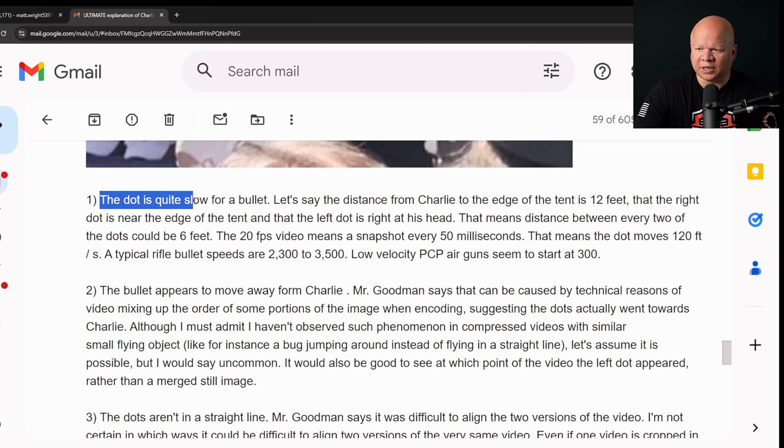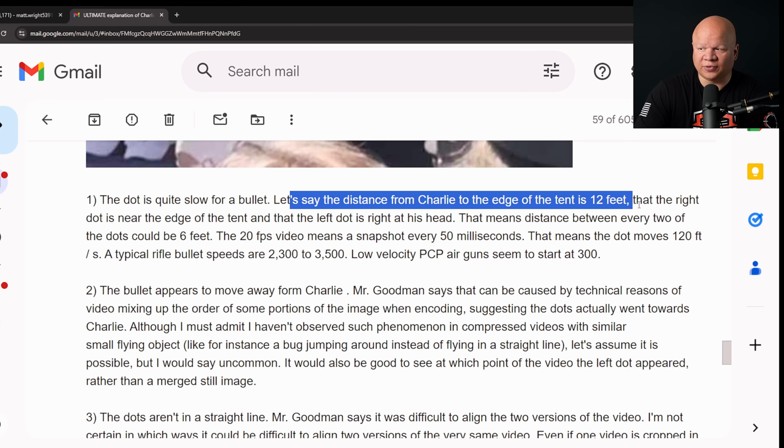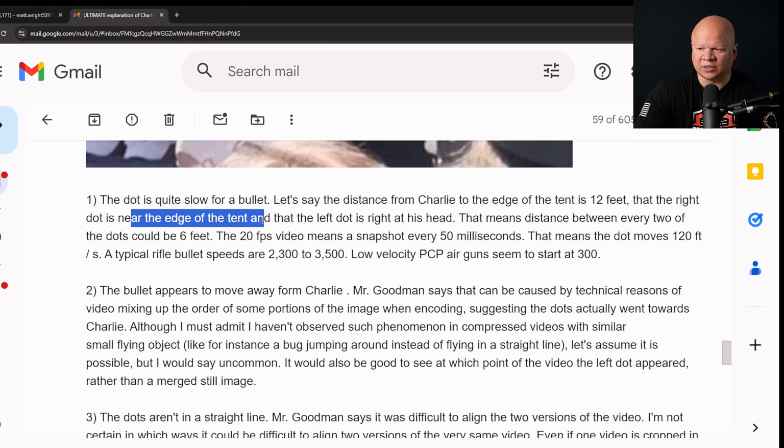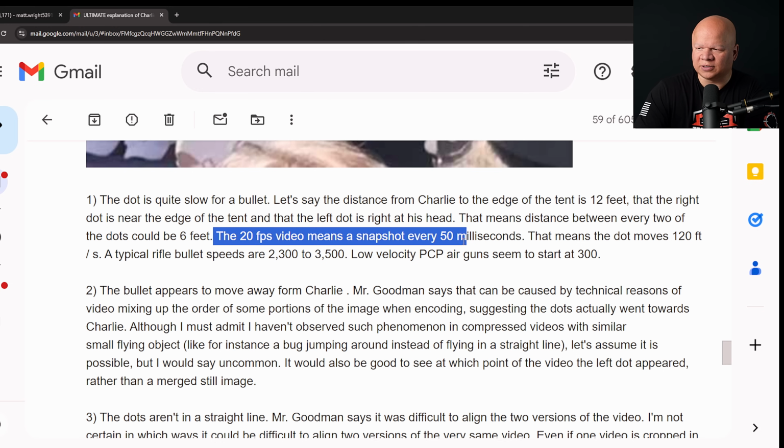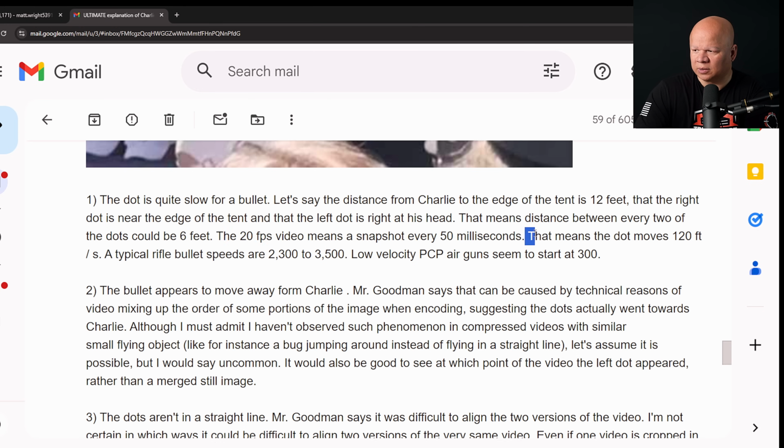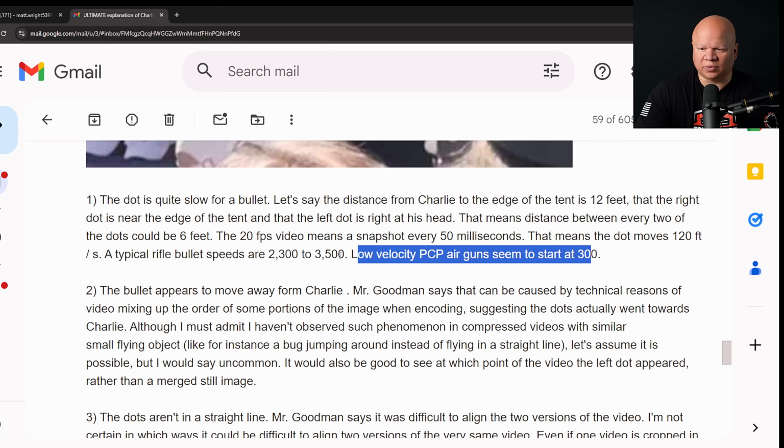Kalikukul says, the dot is quite slow for a bullet. Let's say the distance from Charlie to the edge of the tent is 12 feet, that the right dot is near the edge of the tent, and the left dot is right at his head. That means distance between every two of the dots could be 6 feet. And I believe that Jason Goodman said about 5 feet, if I remember correctly. The 20 FPS video means a snapshot every 50 milliseconds. That means the dot moves 120 feet per second. A typical rifle bullet speeds are 2300 to 3500. Low velocity PCP air guns seem to start around 300.